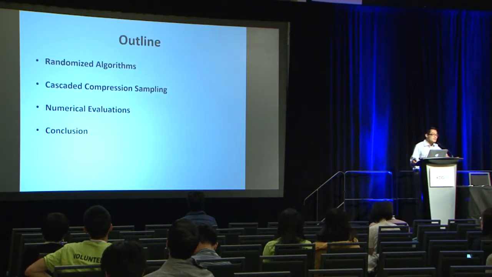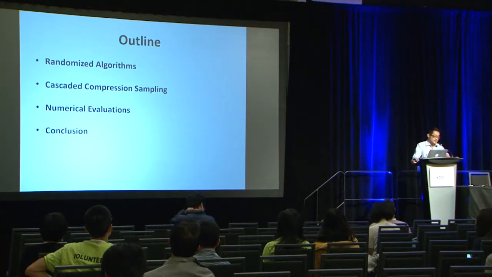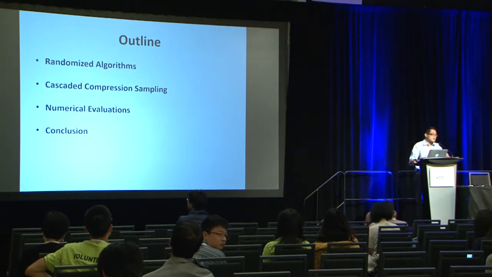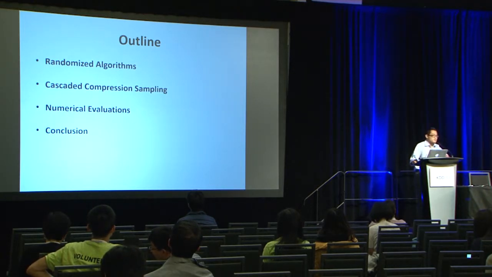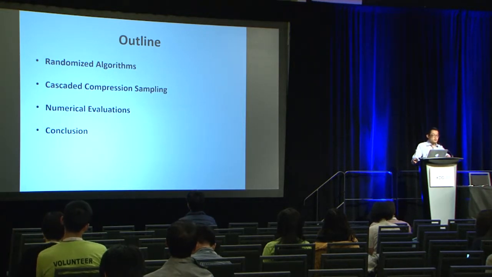Here is the outline. I'll first give a brief review of randomized algorithms, which represent the state of the art in extracting structures from massive data. I'll point out several challenges for randomized algorithms. And in order to address these challenges, we propose cascaded compression sampling, which we believe is the first linear time and space algorithm whose performance can rival the quality of state-of-the-art randomized algorithms, which consume at least a quadratic amount of resources. And numerical evaluations and conclusions will be provided following that.